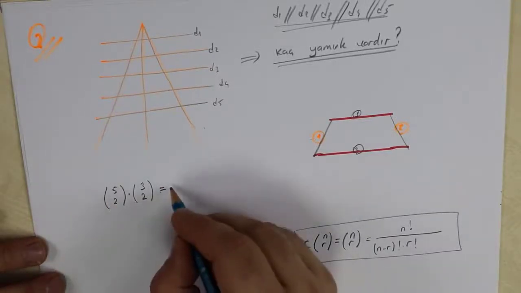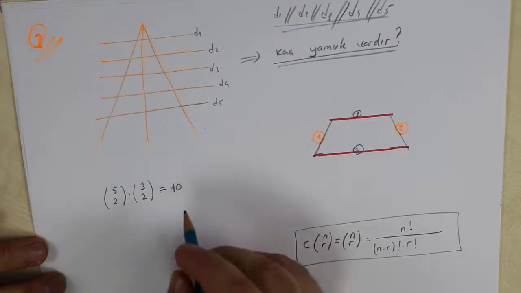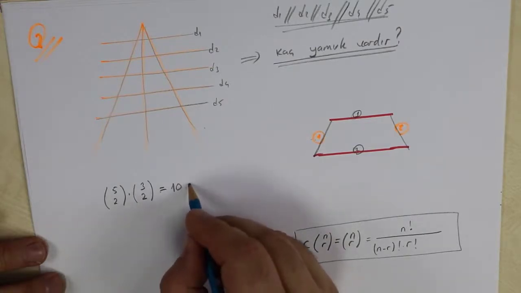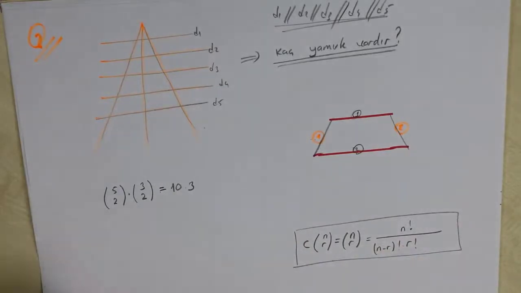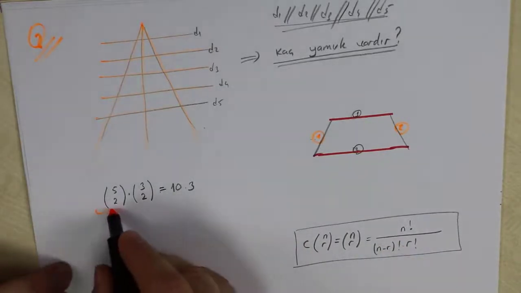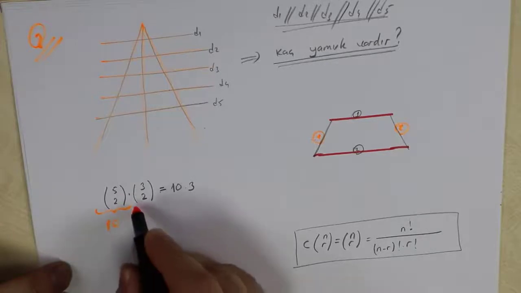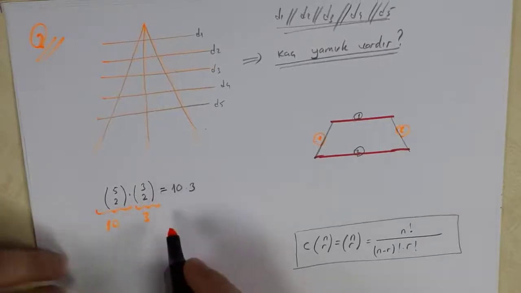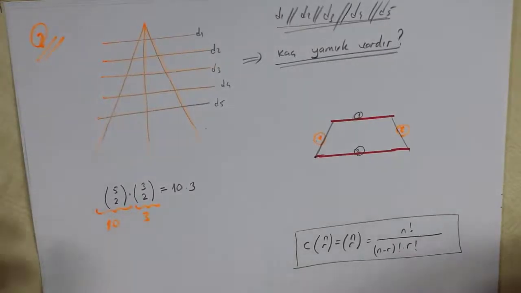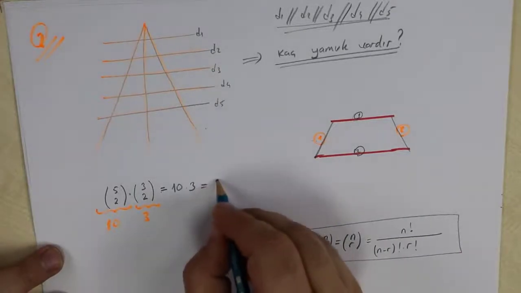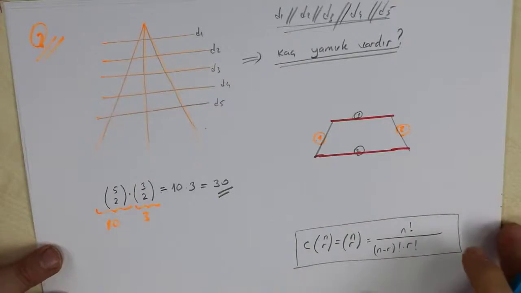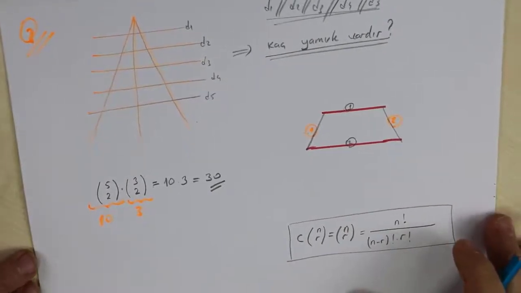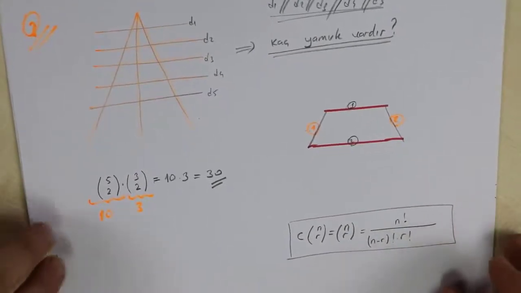Here in this case, we can use the formula. The combination of 5, 2, or 2 out of 5 is equal to 10, and the combination of 2 out of 3 is equal to 3. We can easily use the formula to get the 10 here and 3 here, and this will give us 10 times 3, and that's equal to 30. So 30 trapezoids within this figure, or within this diagram.